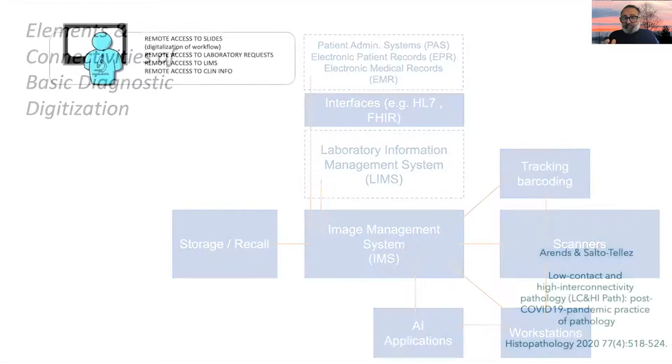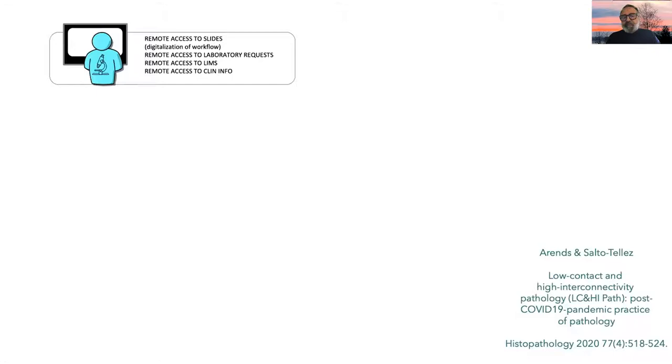And this is what we try to describe with my colleague Mark Ahrens from Edinburgh, when we were looking at what we need to actually make sure that our pathologists can work remotely, because that in a way is the measure of quality that digitization is happening, and is happening well. So we think that a pathologist working remotely needs access to slides, to laboratory requests, to the LIMS, to the clinical information associated with that case.